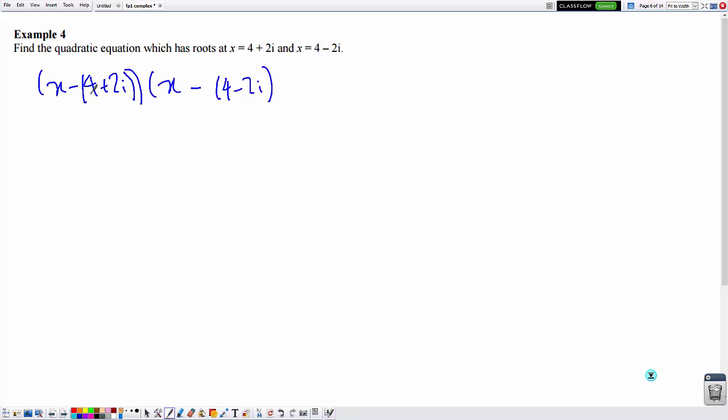All right, so a quick check. You can't use the difference of two squares because this would be minus 4 minus 2i. It's still minus 4 plus 2i. You can't do this. So we just need to multiply this out. So what does this give us?